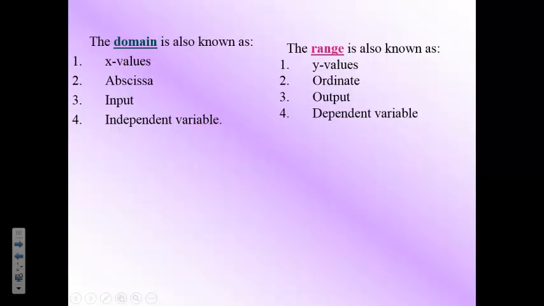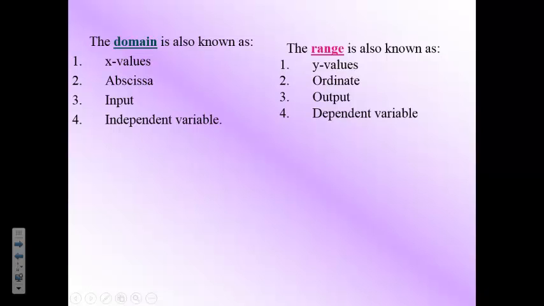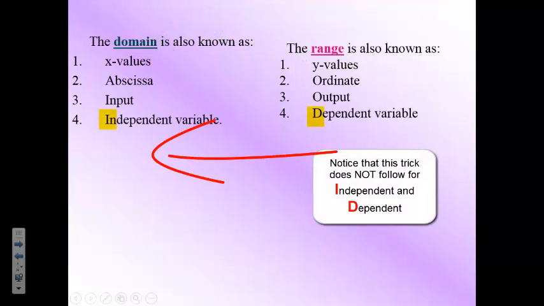Now there's a nice little coincidence here that can be used to help you remember which is which, and most of the terms go in alphabetical order. In other words, D comes before R, X comes before Y, A comes before O, and I comes before O, and that's where it ends.